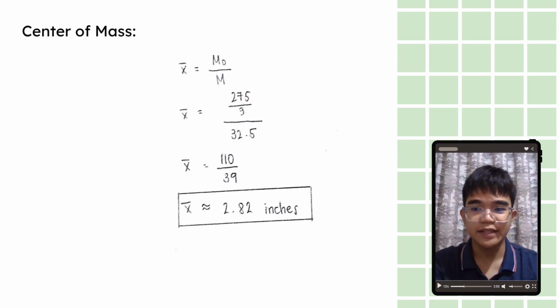Lastly, we calculate the center of mass. Recall the definition of the center of mass, that is x bar equals the moment of mass of a rod divided by the mass of a rod. Since we already calculated the mass and the moment of a rod, we now have x bar equals 275 over 3 divided by 32.5. We first get the reciprocal of 32.5, that is 1 over 32.5. We now have 110 over 39 inches, or approximately 2.82 inches.